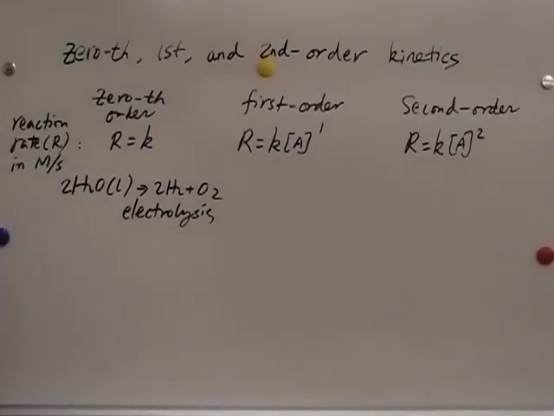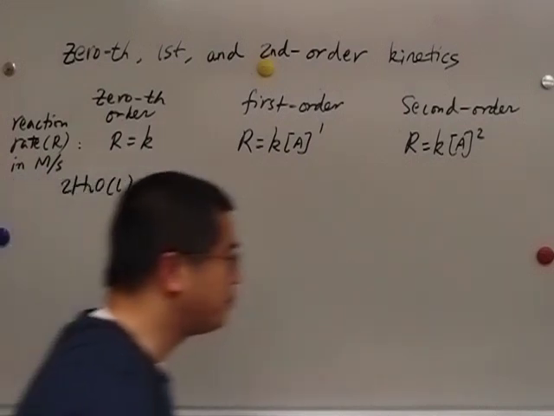The electrolysis of water. Because this water on the left-hand side of the equation is a pure liquid, its concentration never changes. It's roughly 55.5 mole per liter. Therefore, the reaction rate never changes. It's a constant here. And how do we derive this equation?